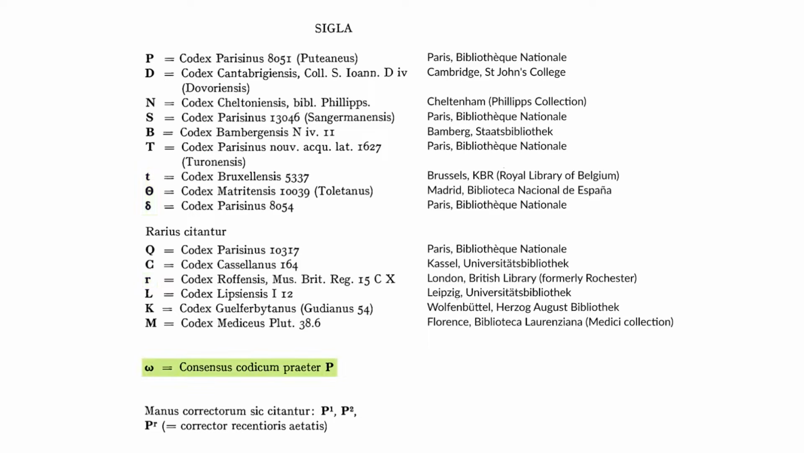And Williams does actually use this practice too. The Greek letter omega near the bottom refers to the consensus codicum praeter P, readings found in manuscripts other than P. That's standard usage, that's good. It's the ones further up the page that are non-standard.